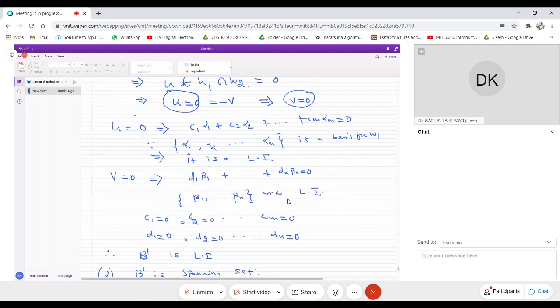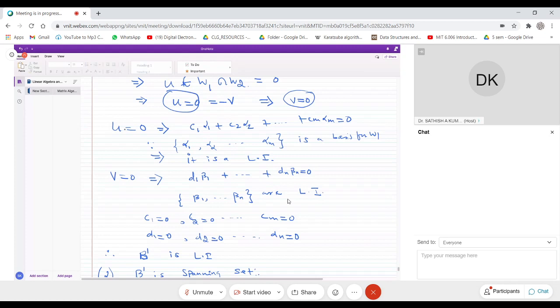Now what is given? Okay, so what we have proved is that U equal to 0. U equal to 0 means what? C1 alpha 1 plus C2 alpha 2 plus etc. plus Cm alpha m, this combination is 0. Okay, if this combination is 0, and we already know that alpha 1, alpha 2, etc., alpha m is a basis for W1, if it is a basis it is obviously linearly independent.